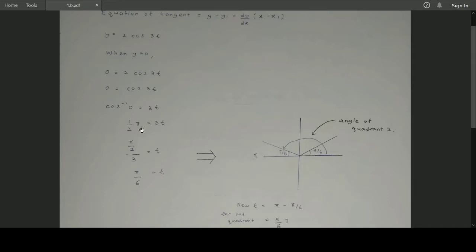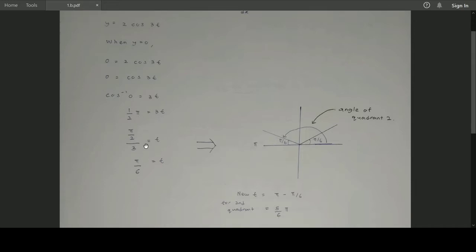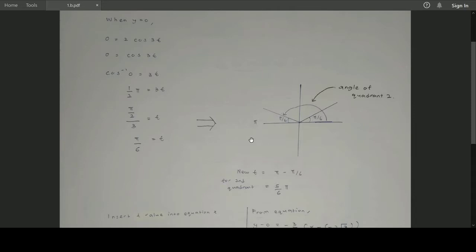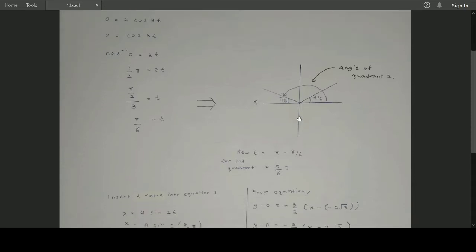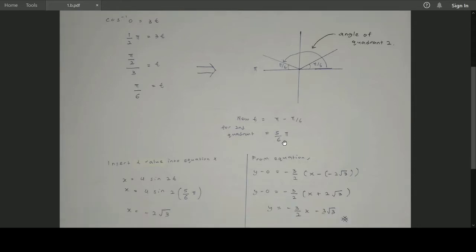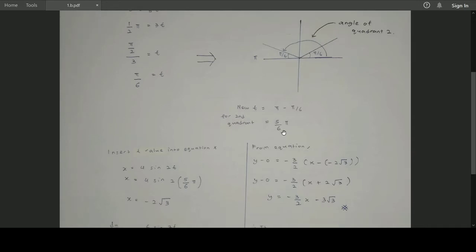We get 1 over 2 times pi equals 3t. Then we move 3 below 1 over 2 times pi, and we calculate using calculator to get the t value, which is pi over 6. Then we move to the right-hand side. I sketch the angle for the second quadrant. To get the second quadrant, we need pi minus pi over 6, which is the t. Then we calculate it using calculator and get 5 over 6 times pi. This is the new t value for the second quadrant.